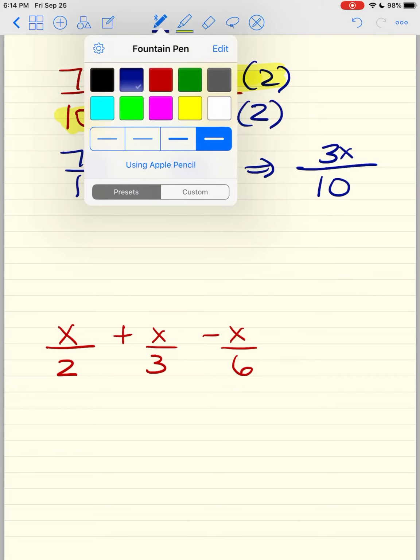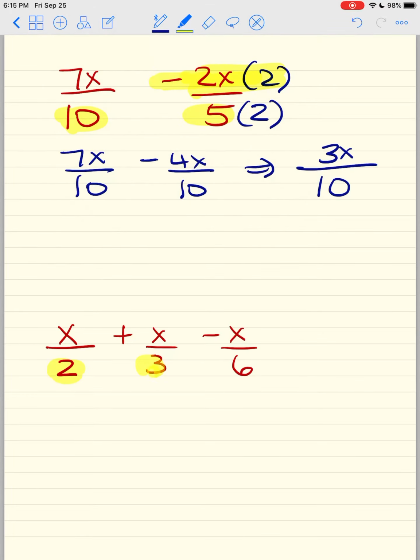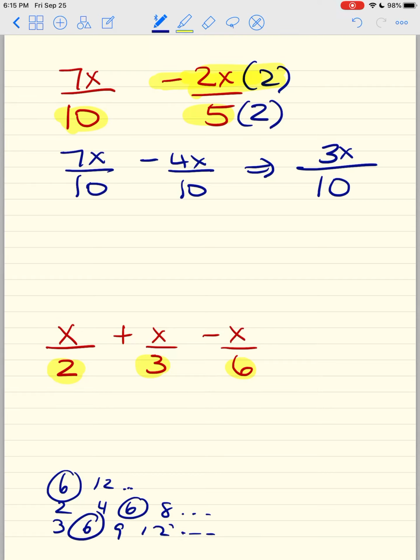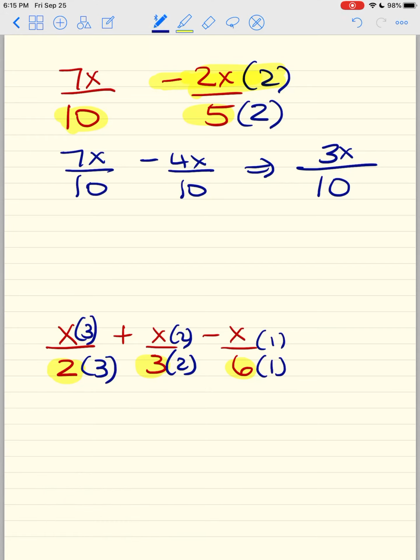All right. Where do 2, 3, and 6 first meet? Well, if you think about it, 2, 4, 6, 8, 3, 6, 9, 12, 6, 12, they all meet at 6 first. So I need to get all these denominators to a 6. So I'm going to times this by 3, times this by 2, times this by 1. You don't have to times it by 1 if you don't want to. But now look what happens. 3 times x is 3x, 2 times 3 is 6. 2 times x is 2x, 3 times 2 is 6. Negative x times 1 is negative x, 6 times 1 is 6.